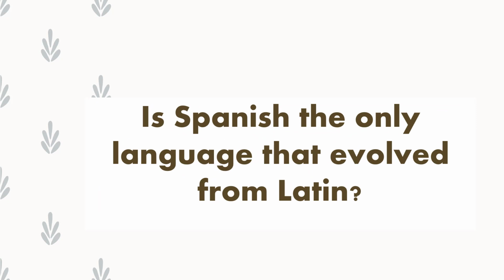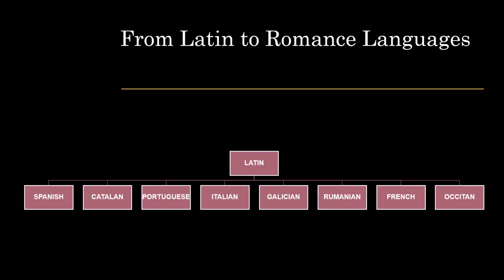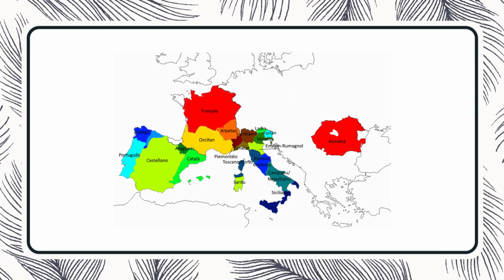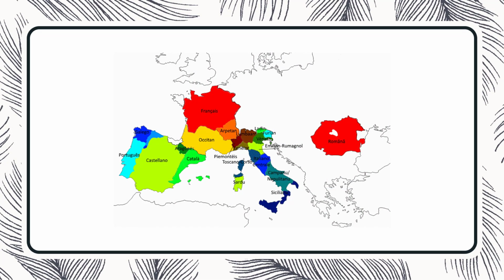Is Spanish the only language that evolved from Latin? No, there are many other languages. Those are called Romance languages. Those are Spanish, Catalan, Portuguese, Italian, Galician, Romanian, French, and Occitan. And you might think that there are some of those languages that you have never heard about, probably Occitan and Galician. And I don't intend for you to learn them, but here you have a map of where all these languages are spoken, and you can see that it roughly corresponds to the Roman Empire territory.